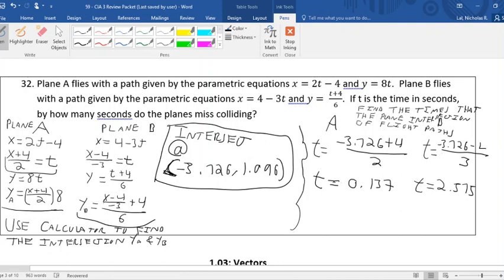So the two planes are going to miss by subtracting this value from that value. That should give us 2.438 seconds.